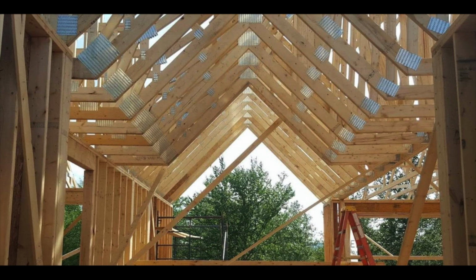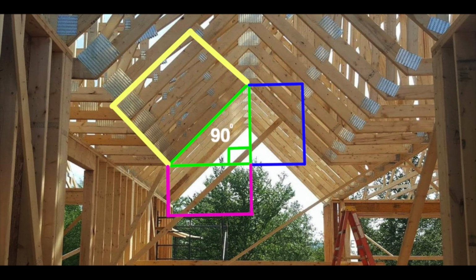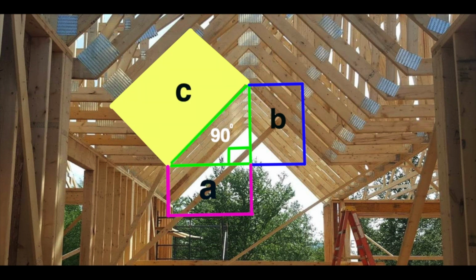Pythagoras discovered that when a triangle has a right angle, or 90 degrees, and squares are made on each of the three sides, then the biggest side has the exact same area as the other two squares put together.